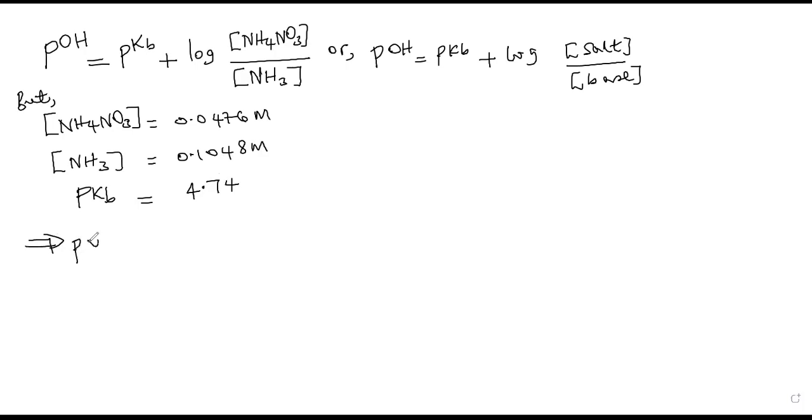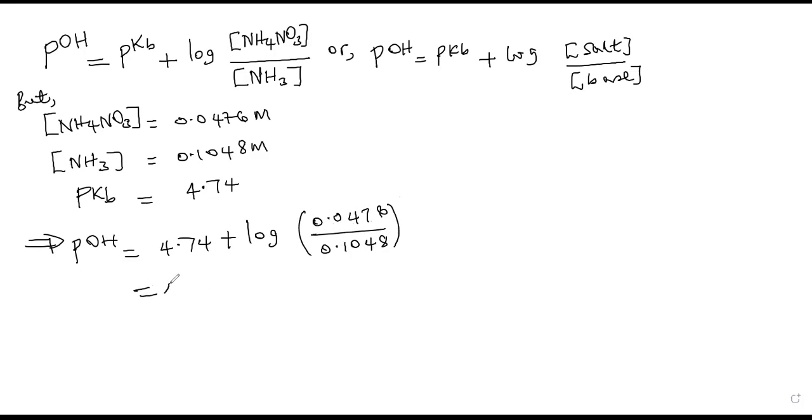What would it imply? It would imply that our pOH is equals to pKb. If it is pKb, you write it the way it is, 4.74. But if they gave you Kb now, to get pKb, you would take the negative logarithm of base 10 of that value of Kb. But the fact that it is given direct, then it substitutes the way it is. Plus, logarithm, concentration of the salt or ammonium nitrate, which we have as 0.0476, out of 0.1048. So this is the same as 4.74 plus the logarithm of this. When you take the logarithm of this, you get negative 0.343. And this one will give you your pOH as 4.397. This is my pOH.